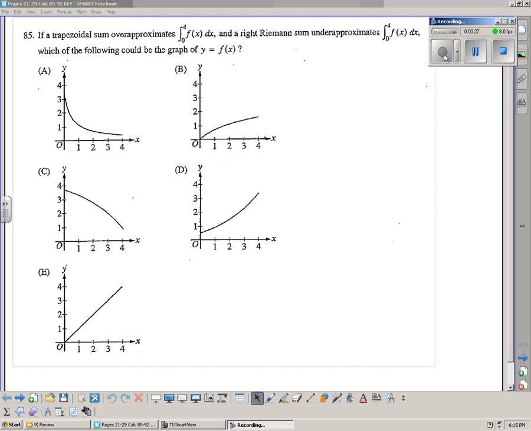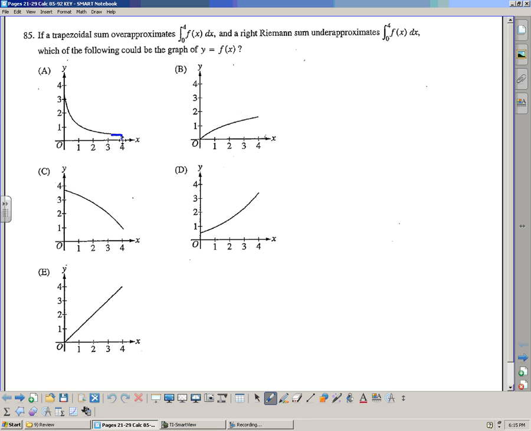So I want to start with the right Riemann sum under approximating. I want to draw a right Riemann sum on each of these. So here's my right Riemann sum. I start on the right, and we don't know what the interval length is. I'm just going to choose it to be 1. Start on the right and move to the left. Well, clearly that's going to be an under approximation.